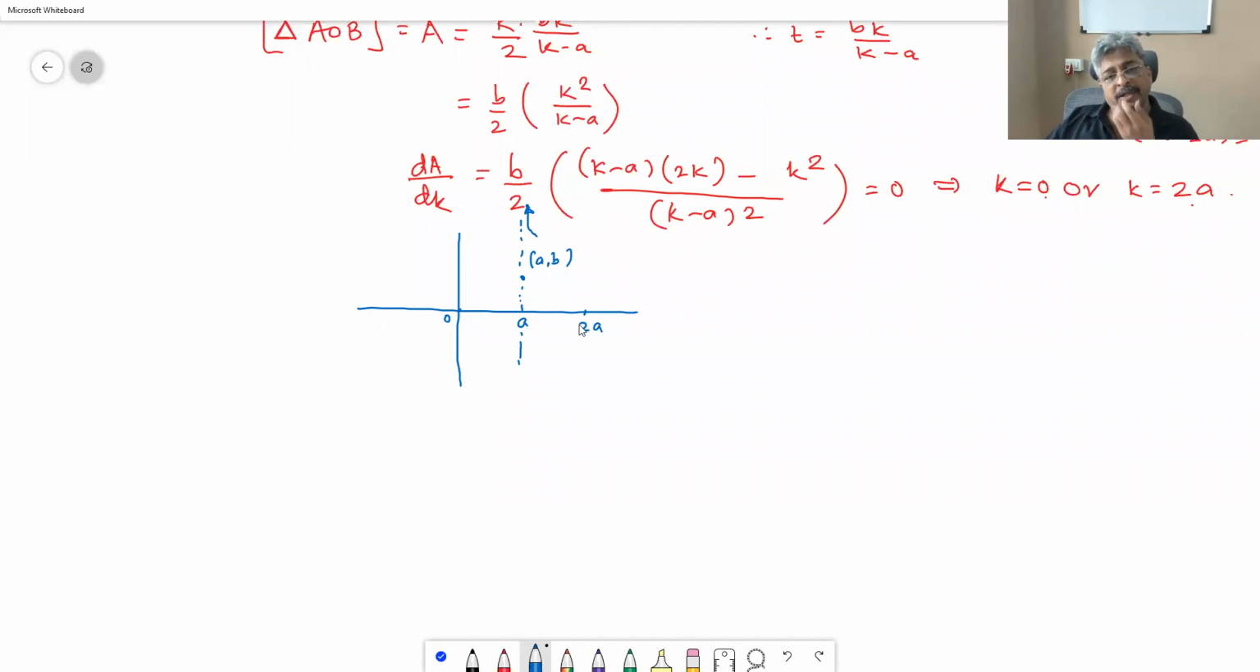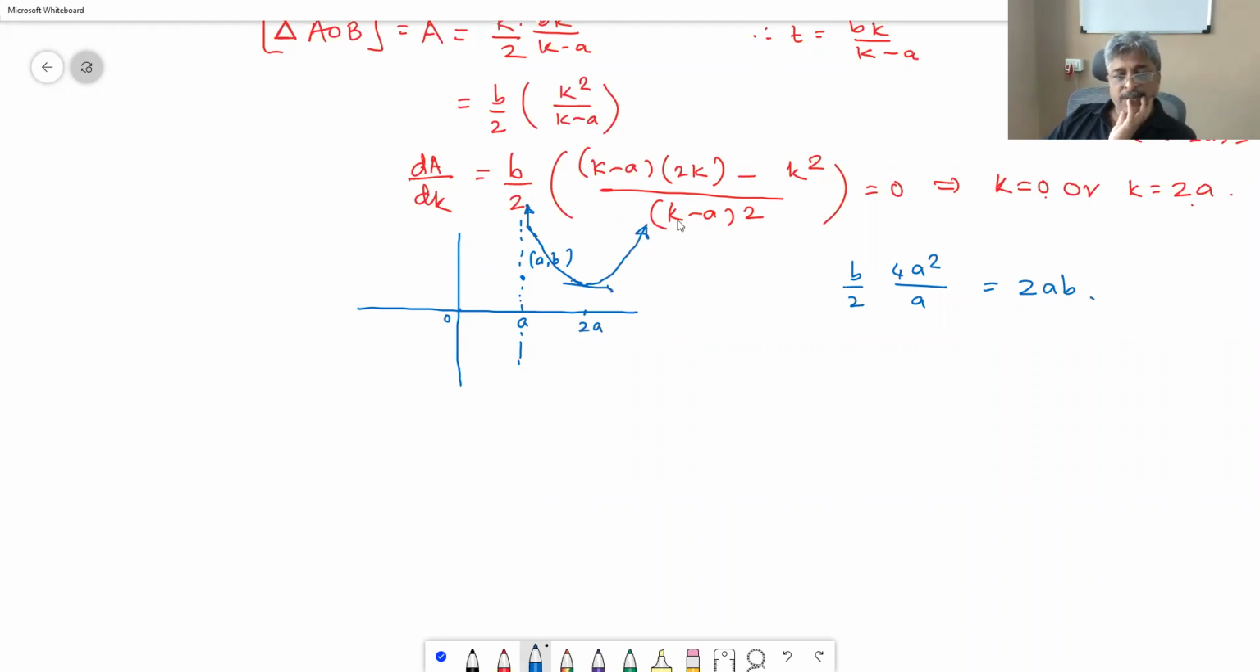At 2a, it is going to be minimum. So what will be the value at 2a? b upon 2, 4a square upon a, which is 2ab. So 2ab will be the value. Let us say, this is not a proportional diagram, so we have a horizontal tangent. So the graph is coming here. At 2a, it becomes local minimum, and then as you put values of k greater than 2a, it will go to infinity.